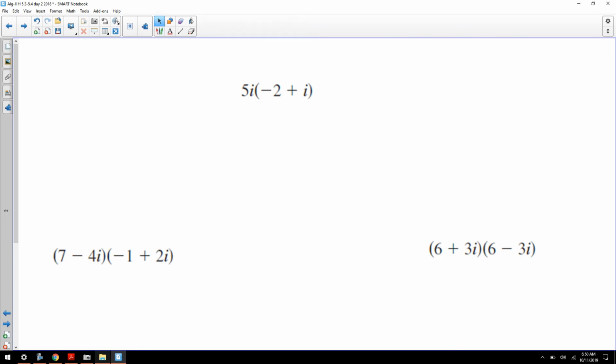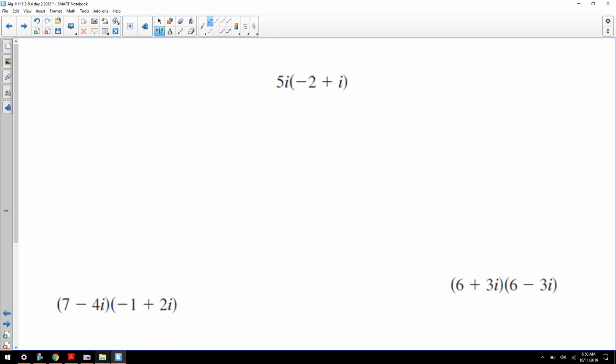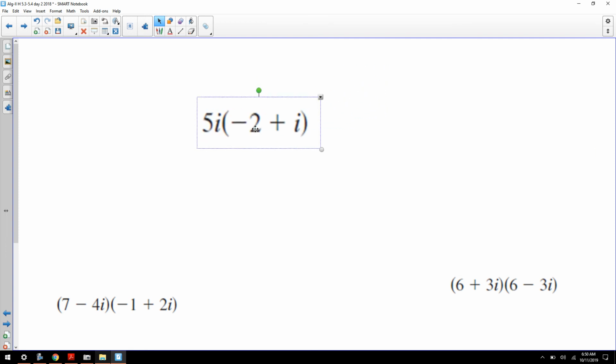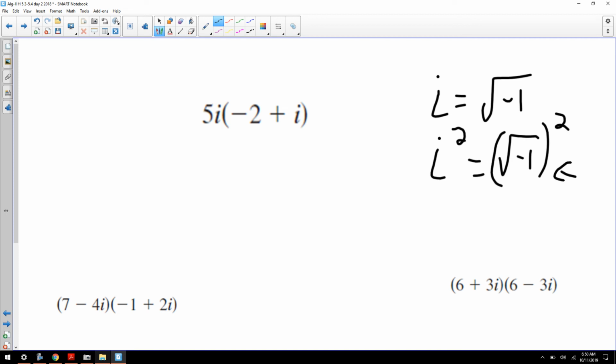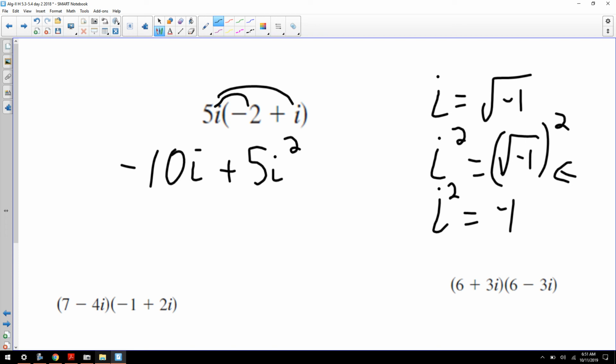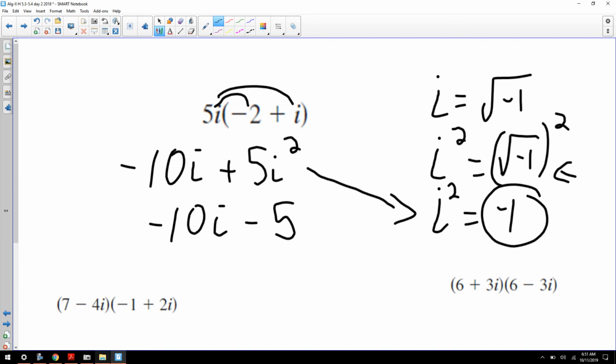Same deal with foiling. Here we have the distributive property in terms of multiplication. One of the things you have to remember is that i is the square root of negative 1. So if I square it, that's the same idea as taking the square root of negative 1 and squaring it. Remember this one from yesterday: the square root of junk squared is junk. So distribute. You have negative 10i plus 5i squared. Remember, i squared is negative 1. So you wind up with negative 10i minus 5, because of the 5 times negative 1.